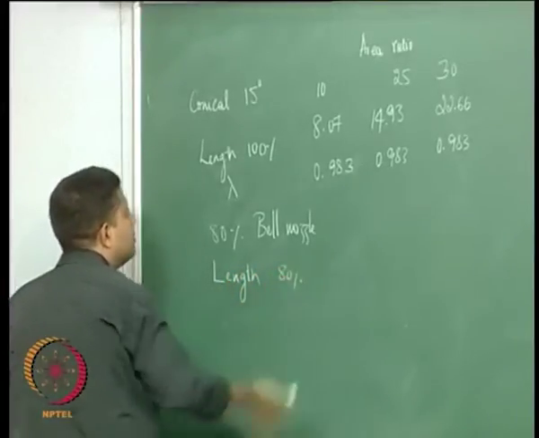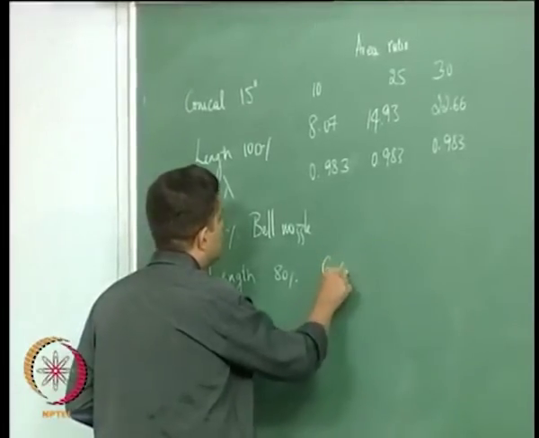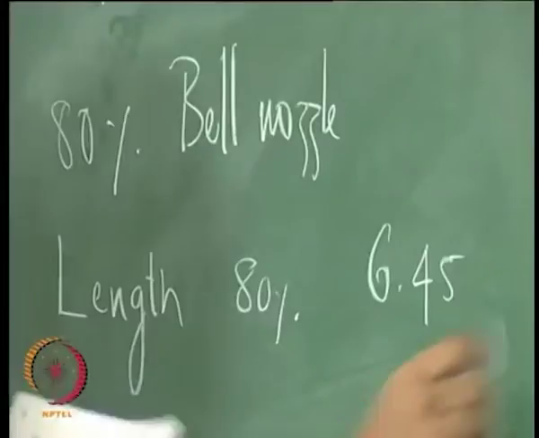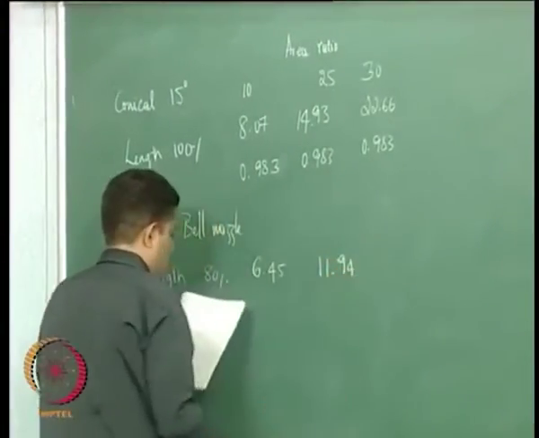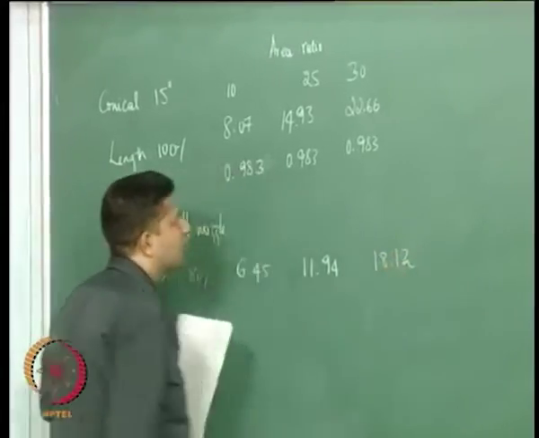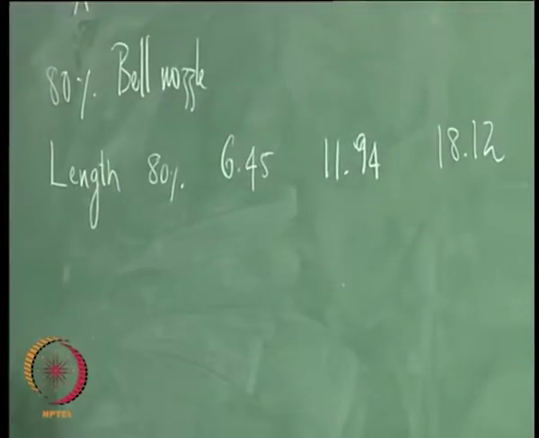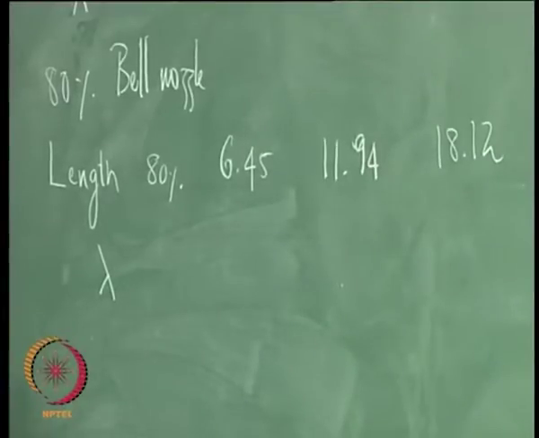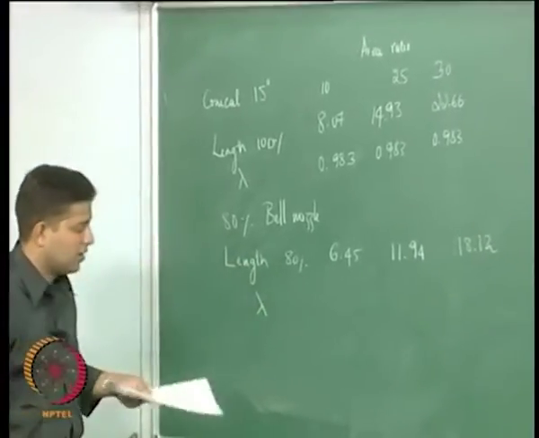So, it will be something like 6.45, okay, and the lambda would be depending on what is the theta I to theta E. Okay.